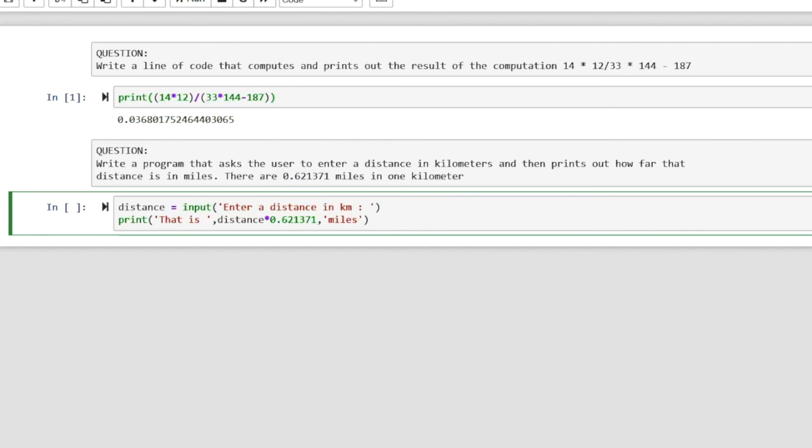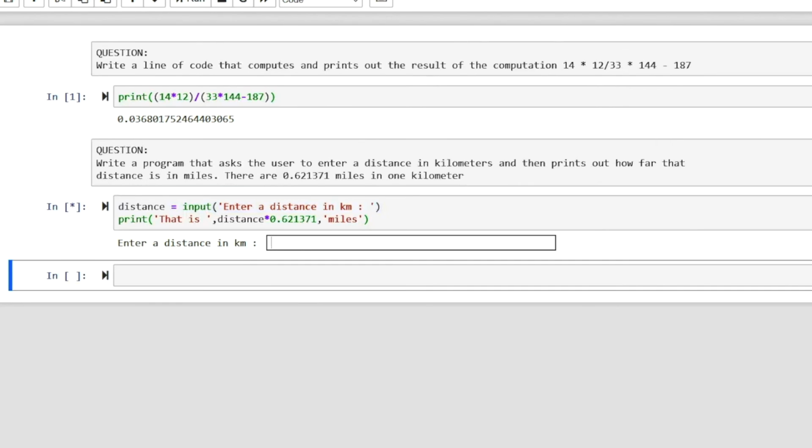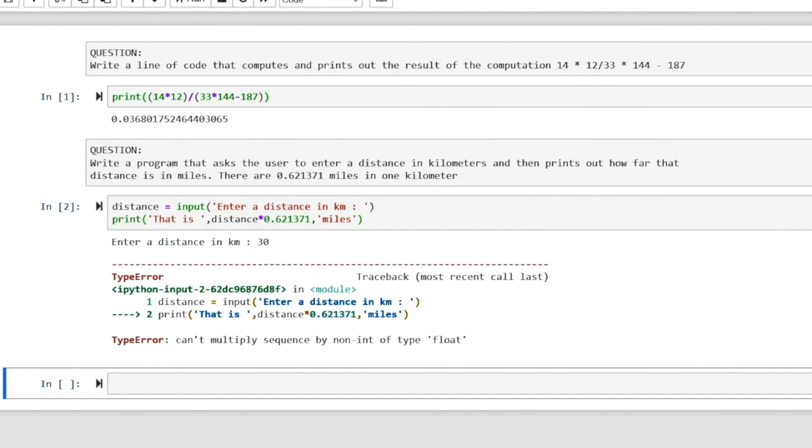Okay, so there is something missing here. What is missing? Input function only carry the string, and when I run this one, let's run it. Okay, let's write down 30. It's gonna give it an error. Why? Because input is only carrying string.